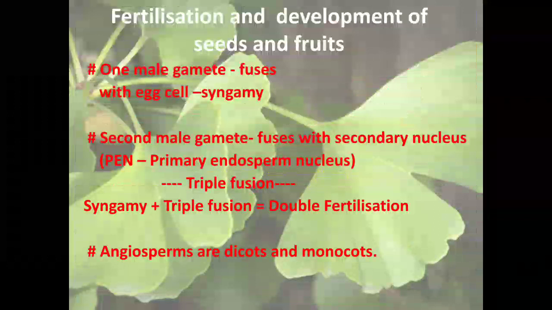Angiosperms are of two types, divided into two categories: the dicot plant and the monocot plant. Dicot plants are those which have seeds with two cotyledons, and monocots, basically cereal crops, have only one cotyledon in their seed.